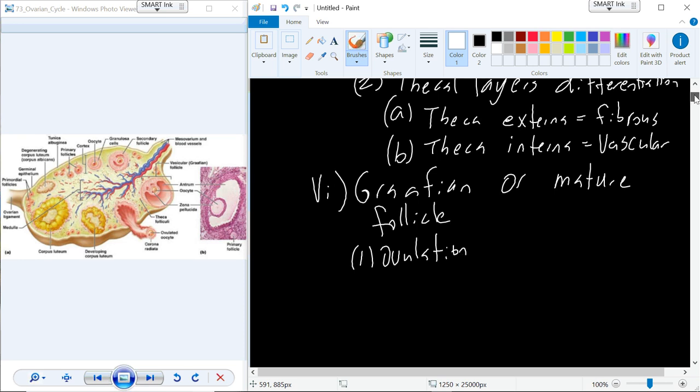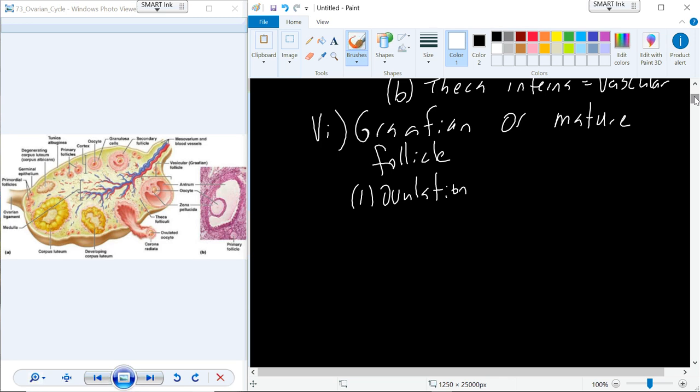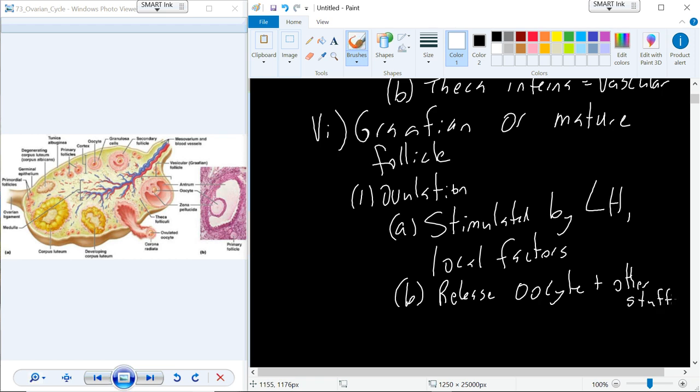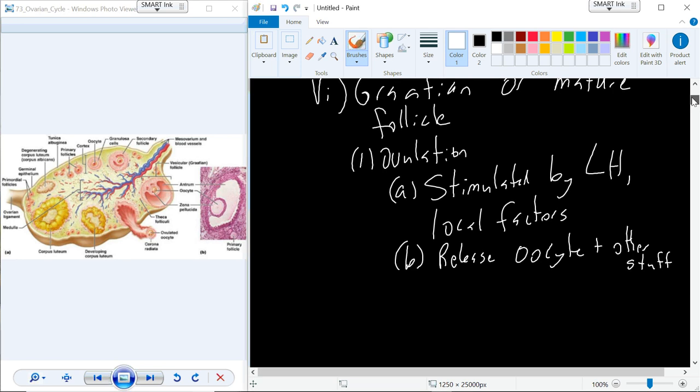So let's talk a little bit about ovulation. For ovulation to occur, we have to have a spike in luteinizing hormone to facilitate ovulation, and then there are also going to be local factors, ovarian factors that are going to progress ovulation as well. This term ovulation refers to the release of the oocyte. And then there's some other stuff that's going to be released as well as we break through the capsule of the ovary out into the pelvic cavity.